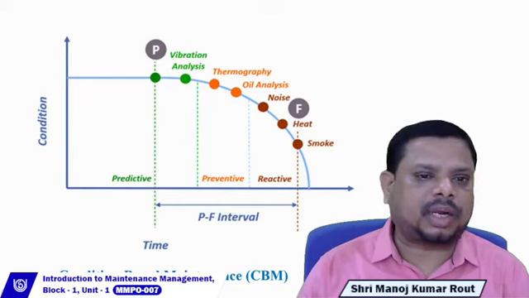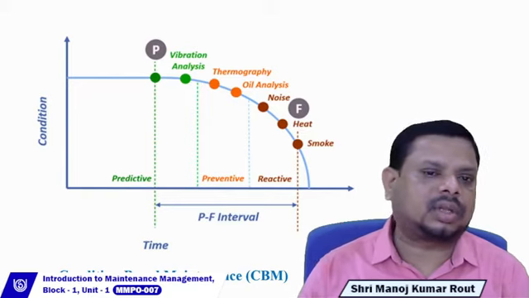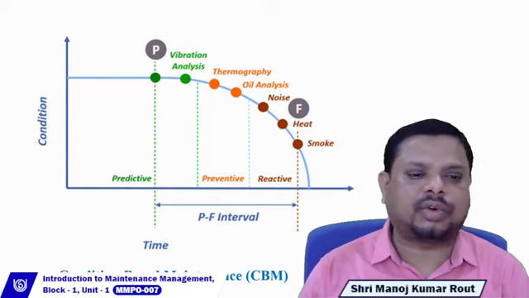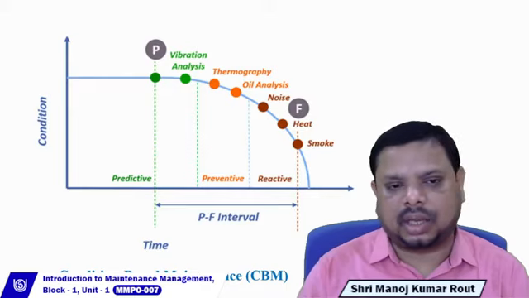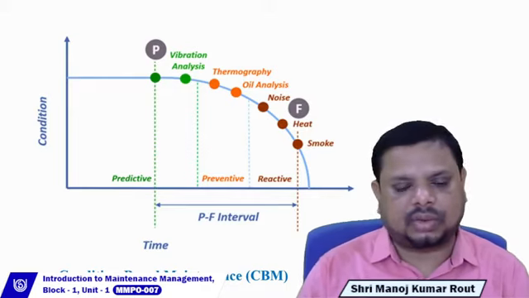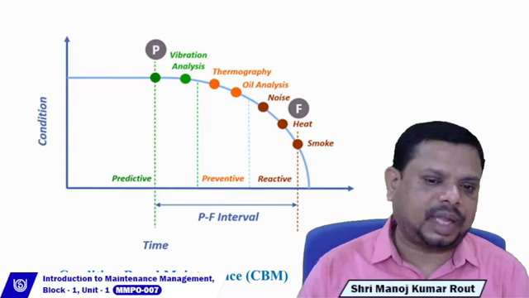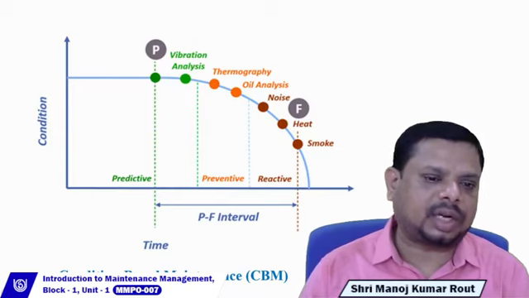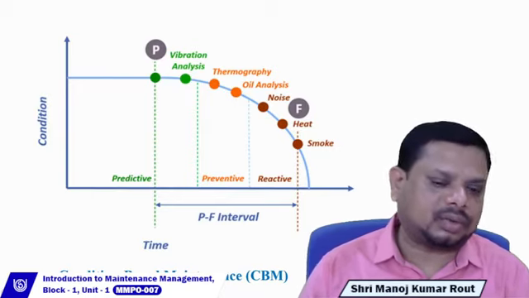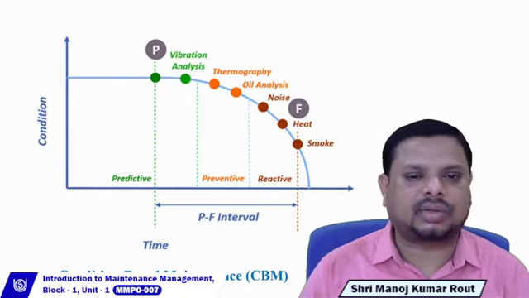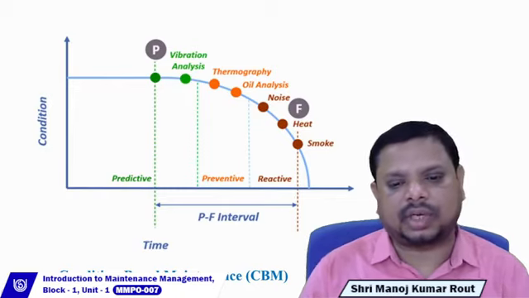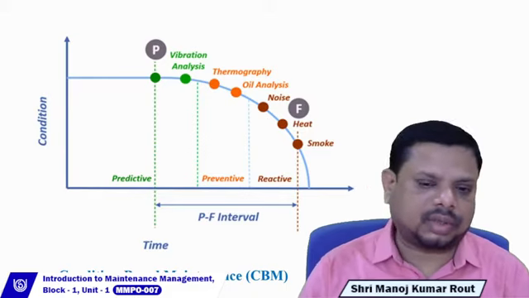The next important part is, if your machine is under vibration analysis, immediately you go for predictive maintenance. As I told, if you find this PF interval, that is the potential failure to functional failure interval, in that case you can apply predictive maintenance in the form of condition-based maintenance, so that you can easily eliminate any kind of error from your systems.